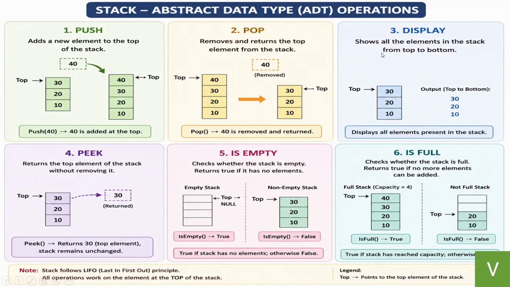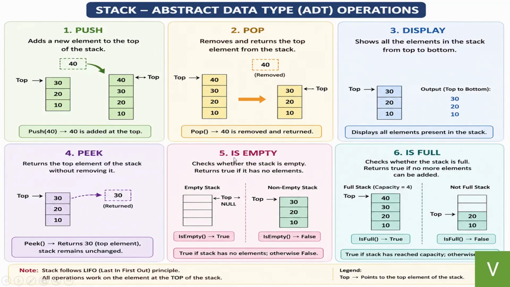Similarly, the display function is used to show all the elements in the stack from the top to the bottom. Here top is 30, so we will display 30, 20, and 10 until the bottom of the stack. Similarly, let us look at the peek function. It returns the top element from the stack. Here we have a stack of 3 elements, 30, 20, and 10. The top variable is assigned to 30. By applying the peek function, it returns the top element, that is 30.